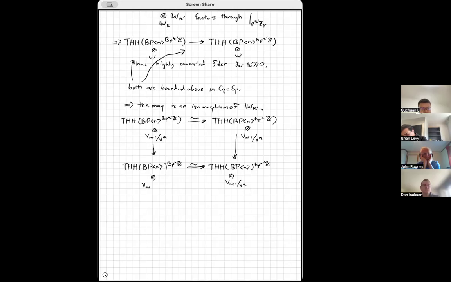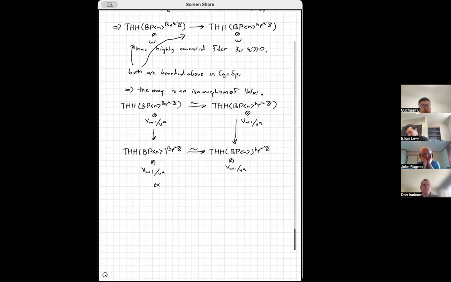So the conclusion is that we get this isomorphism of cyclotomic spectra, the square, and then taking homotopy groups at the level of TC of these objects, you can recover the original square that we wanted to prove. So you can extract pi star of TC tensored with V(n+1) and then inverting v from this.